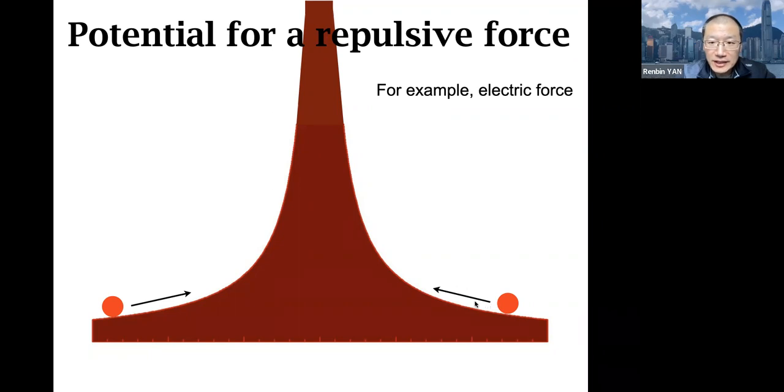So if there's only electric force around, then these two protons will never get together, because when they get really close, the force pushing them apart also gets really, really strong, and that can reach infinity. And so these two protons will get pushed apart again, no matter how fast you let them run towards each other.